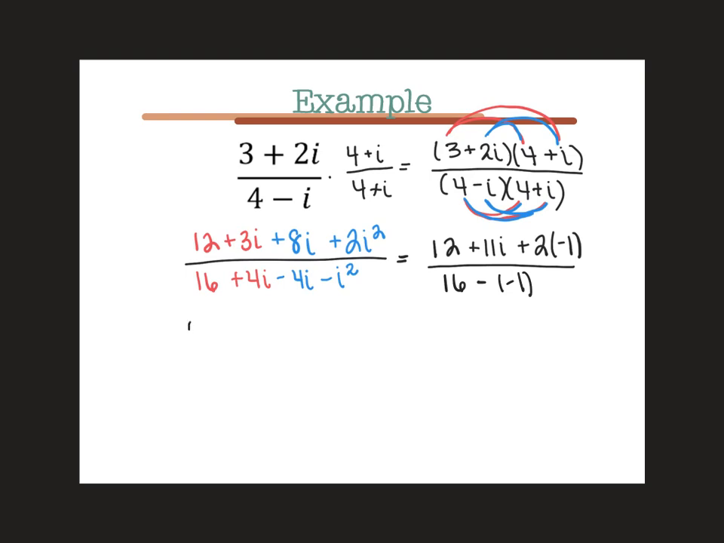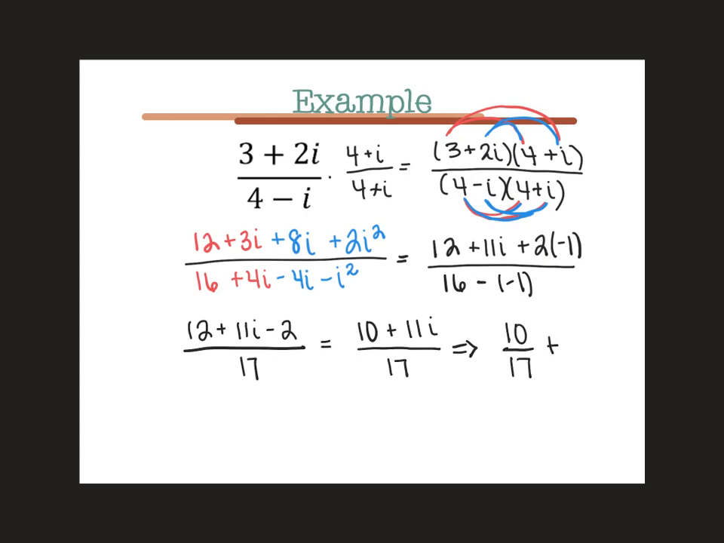If I continue simplifying, in the numerator I have 12 plus 11i minus 2. In the denominator, I have 16 minus negative 1, which is 17. In the numerator, my like terms are 12 minus 2, so I have 10 plus 11i over 17. And finally, we just want to separate this into two fractions, both over the same denominator. So 10 over 17 plus 11i over 17.